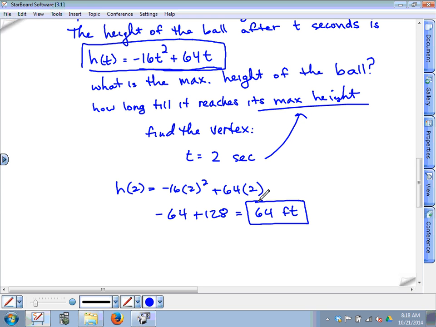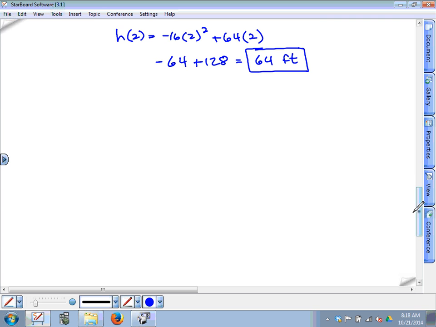So you can expect a few of those falling object problems on your homework. Those are relatively easy, I would say. All you have to do is use the formula provided for you. You don't even have to come up with the formula. They give you the height formula.